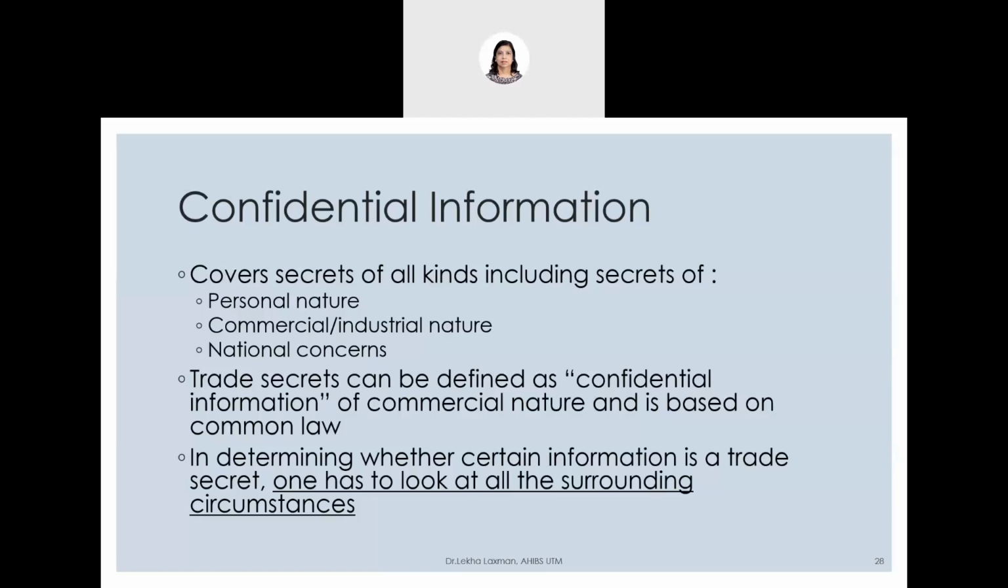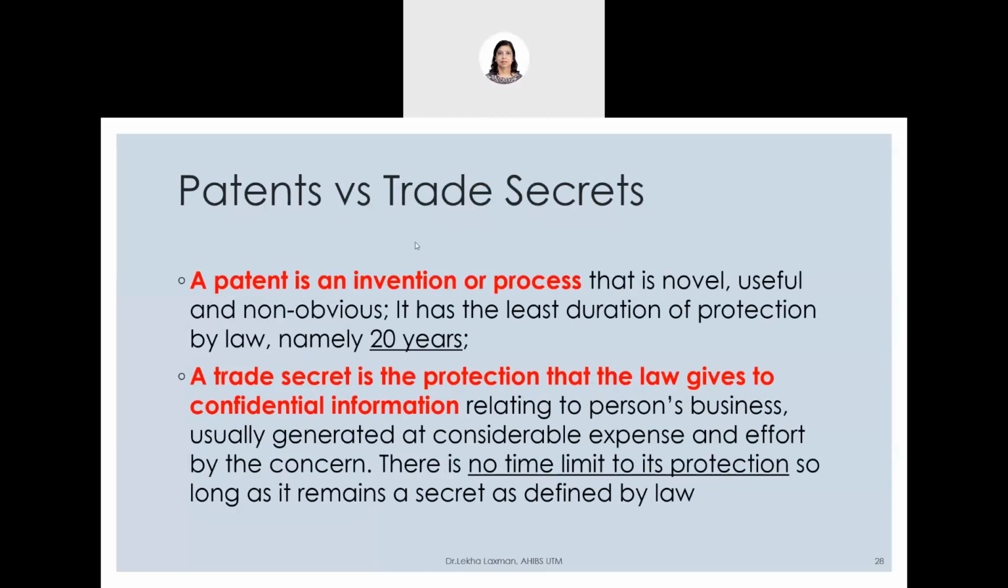Okay. Now, if you look at patents versus trade secrets, for patents, the invention or process has to be novel, useful, or non-obvious. Or in the case of Malaysia, we use the words novel, non-obvious, and has industrial application. All right. And of course, the period of protection is 20 years.